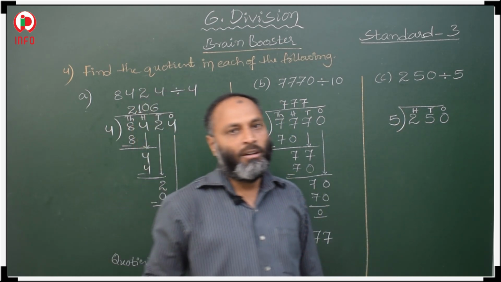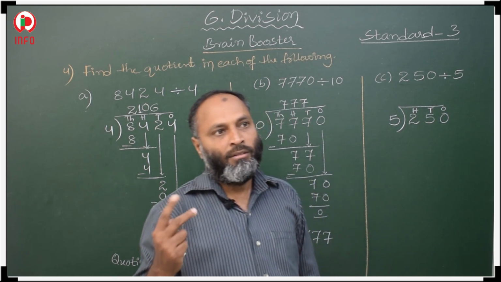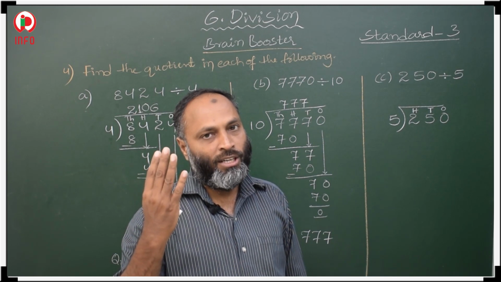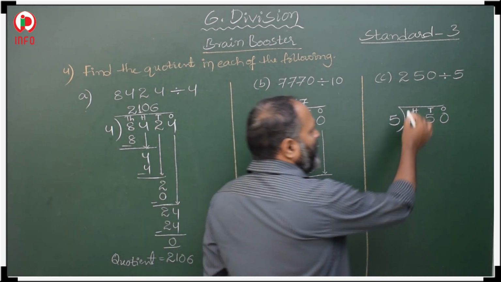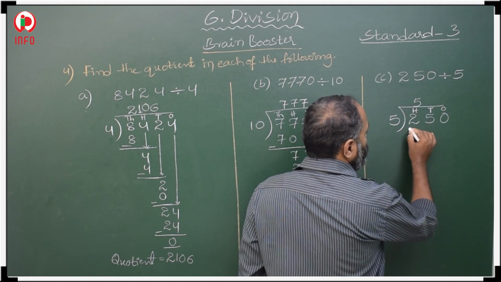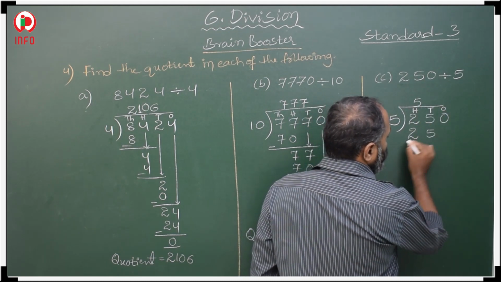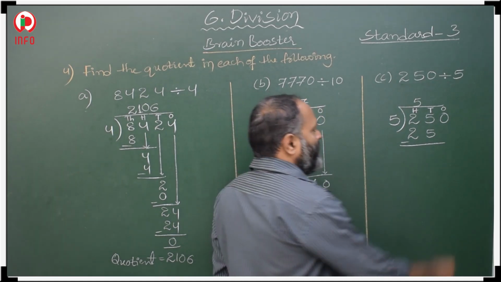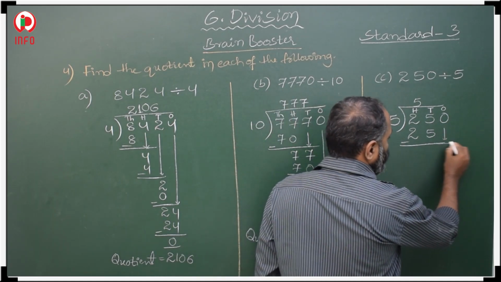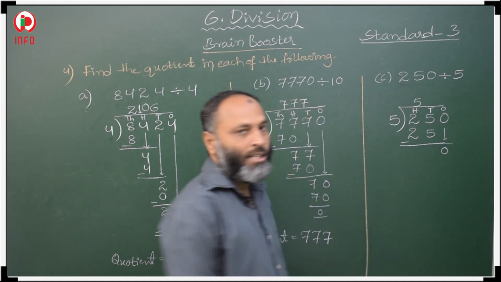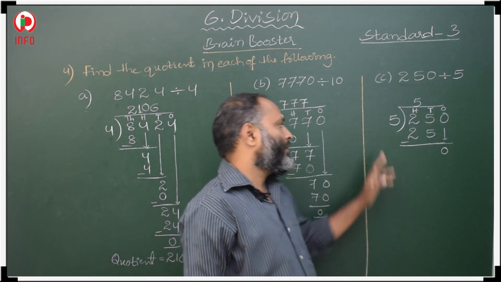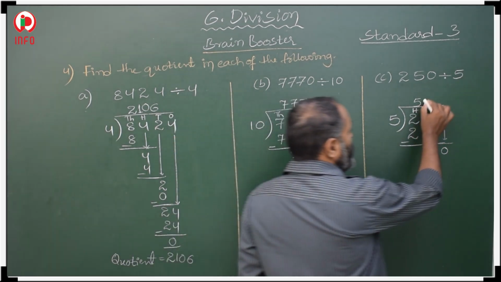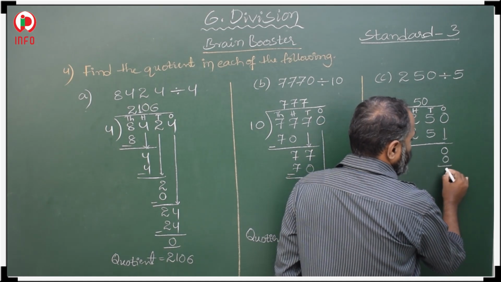So, read your 5 table. 5 1s are 5, 5 2s are 10, 5 3s are 15, 5 4s are 20, 5 5s are 25. Then 25 minus 25 is 0. Then after you have to take this 0. Ones place is there, that ones place we have to copy, and we have to check when you will get this 0 in 5 table. 5 zeros are 0. So, 0 minus 0 is 0.